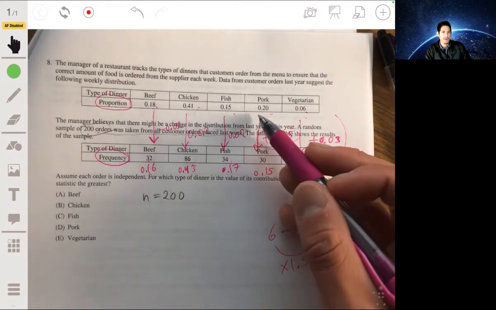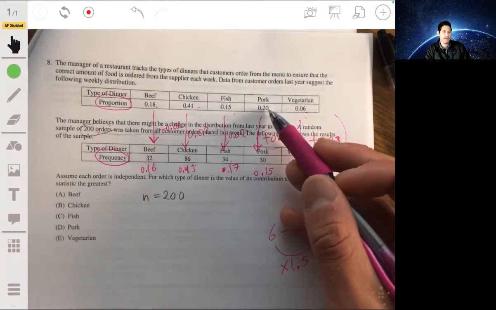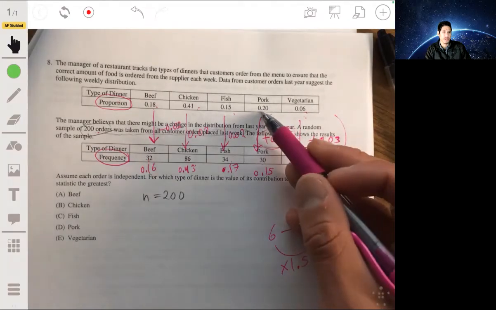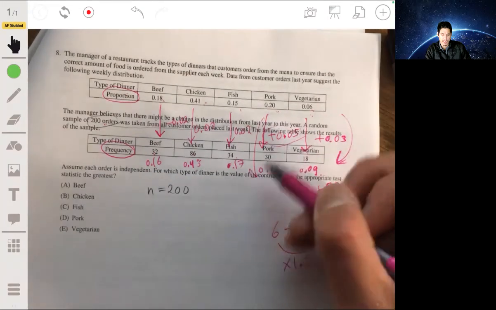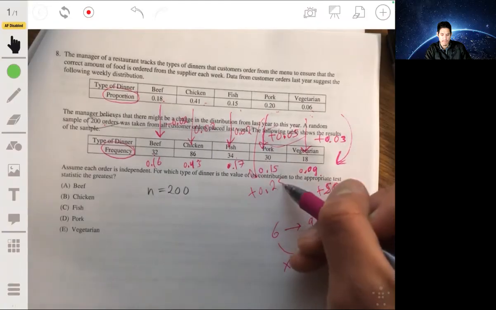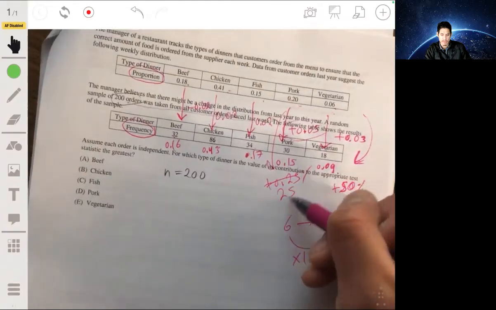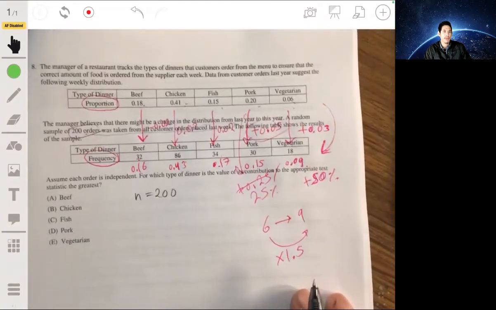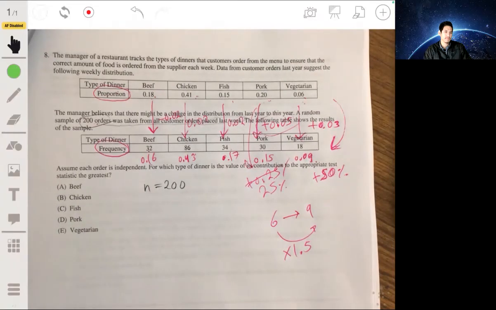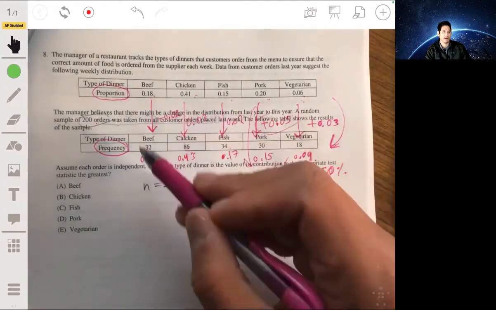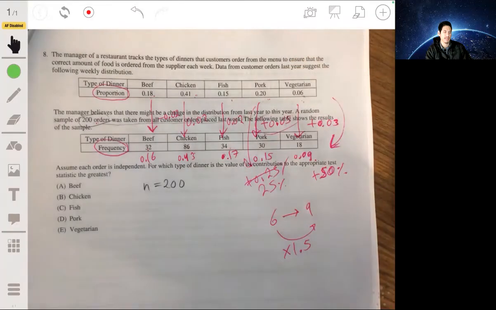For pork, you increase by 5 out of 20. This only had a relative change of 25%. And for these other ones, you can do the calculation, but you can already tell that it's not going to be that. So the answer would actually be vegetarian.